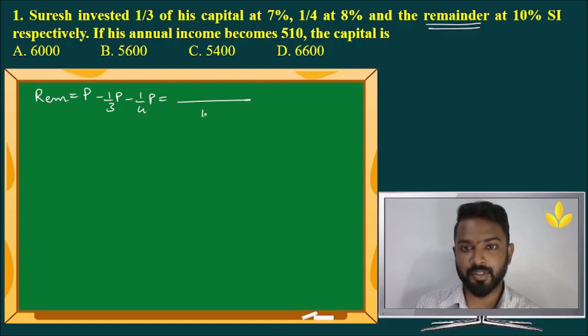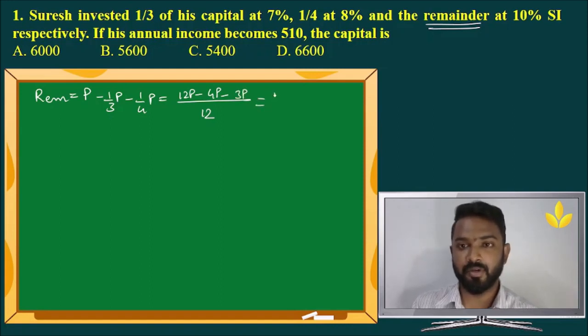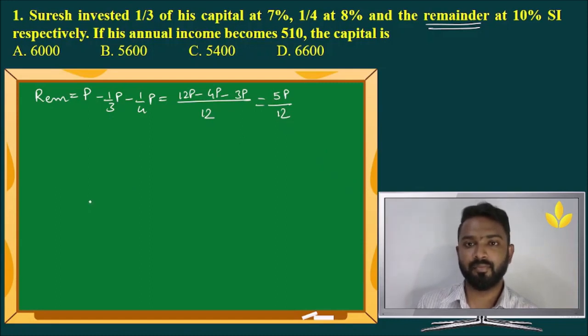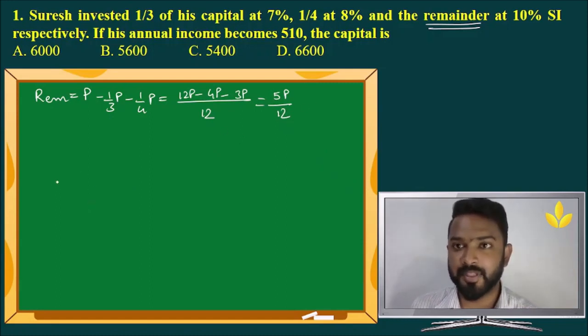LCM of 3 and 4 is 12. 12 multiplied by P is 12P, minus 12 into 1 by 3 is 4P, minus 12 into 1 by 4 is 3P. This is equal to 5P by 12. This is the remainder amount of the principal.